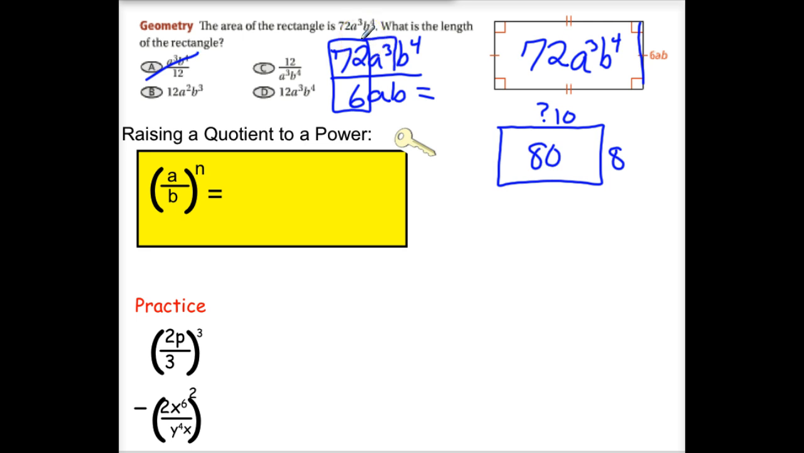Next, my A's. I have more A's on the top than on the bottom. I'd have 2 A's up on the top. So technically both of these are out. But let's finish it up. I've got 4 B's on the top and 1 on the bottom, which leaves 12A squared B cubed.